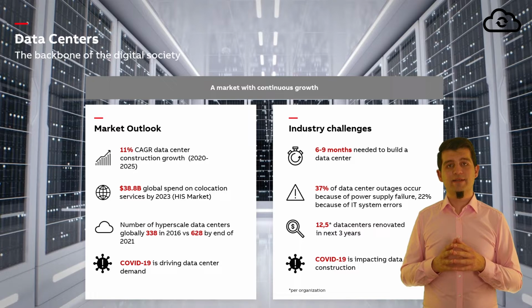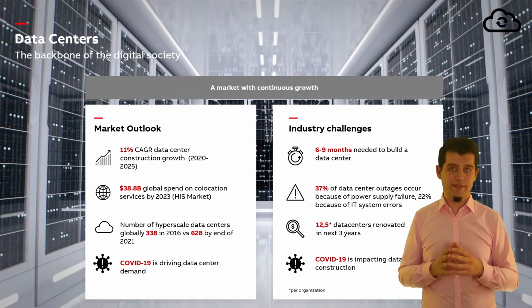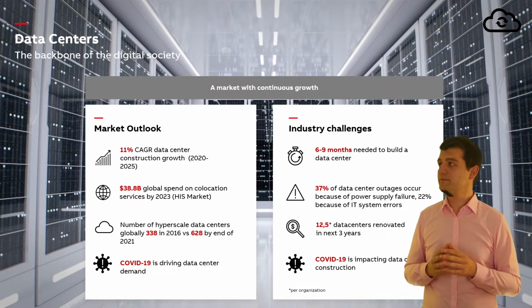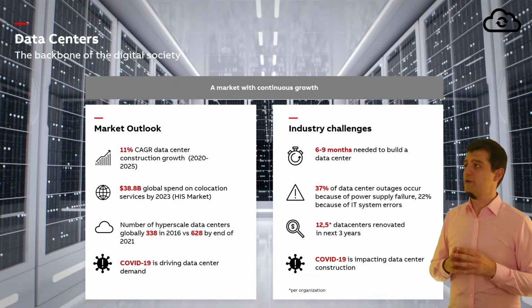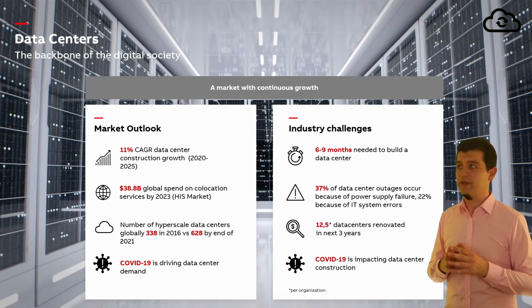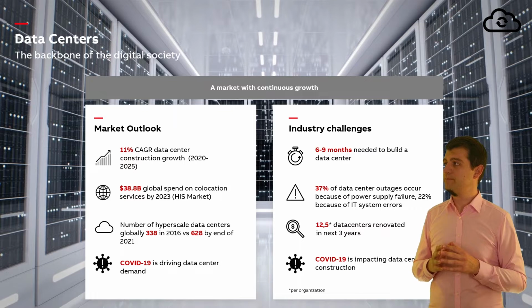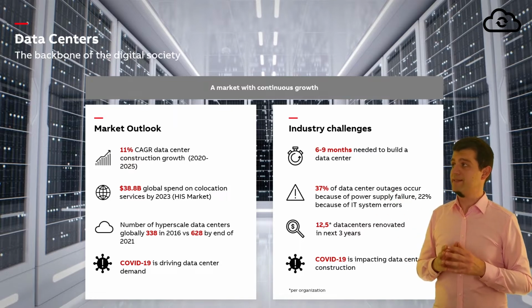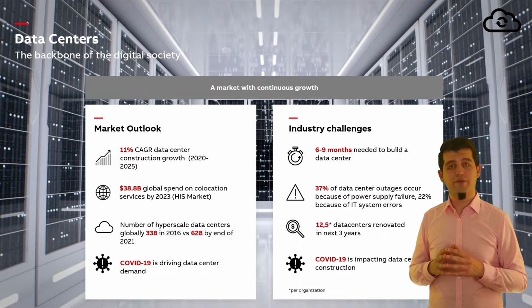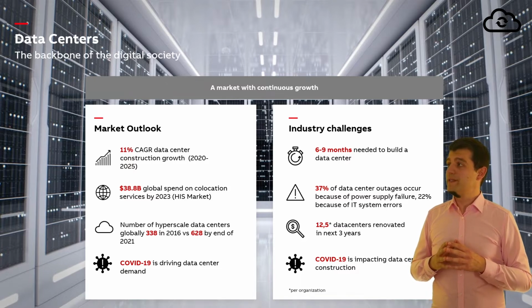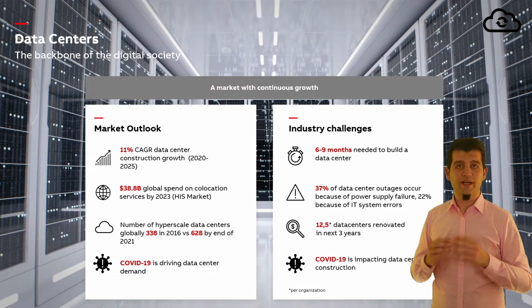The data center business is one of the fastest growing industries in the world, with more than 11% compound annual growth rate. Further, almost 40 billion is the global spend on co-location services by 2023, according to IHS market studies. The number of hyperscale data centers globally back in 2016 was 338. It more than doubled by 2021, so last year they finished with 628, so it grew a lot.